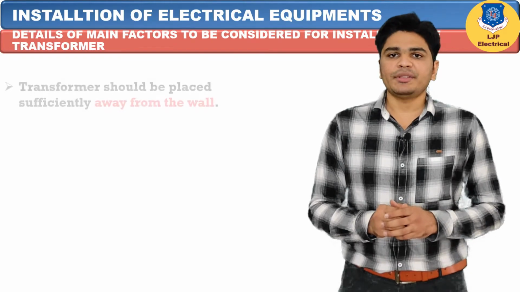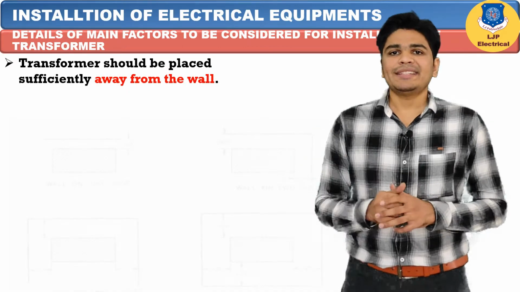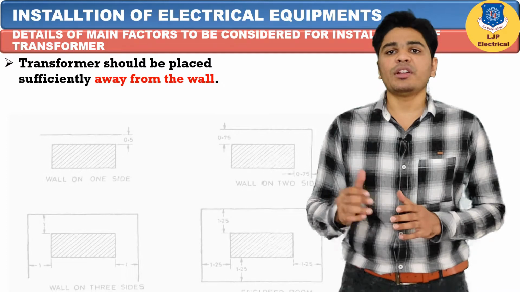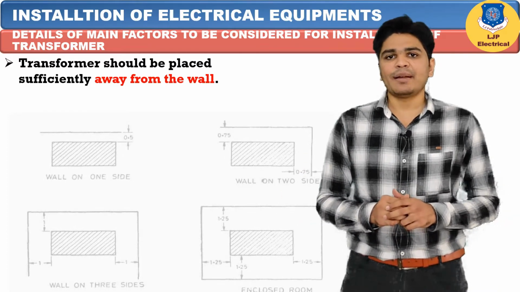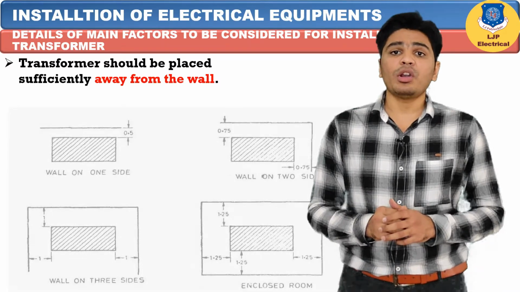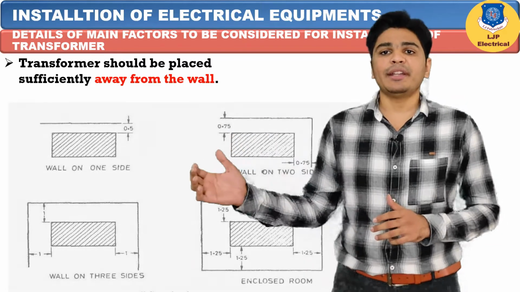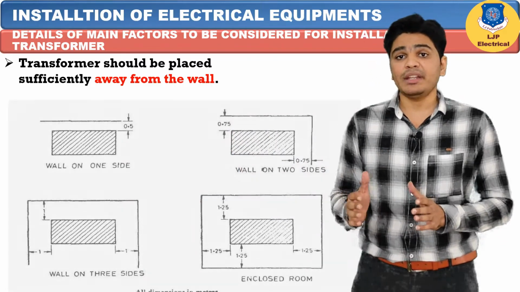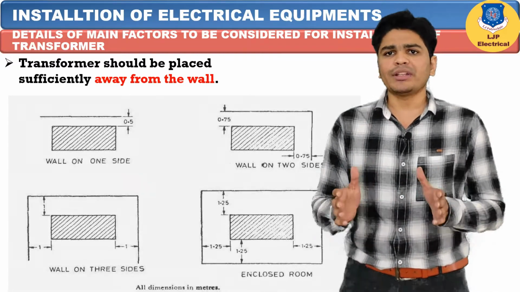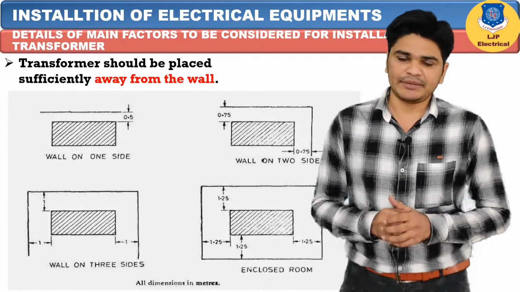Transformer should be placed sufficiently away from the wall. You can see here the details in this diagram, which shows the layout of different situations. In the diagram, you can see that 0.5 meter distance is kept if there is one wall on the side, and the second and third are 0.75 meter and 1 meter distance kept if there are 2 and 3 walls on the side respectively, and if totally enclosed room, 1.25 meter distance is kept.